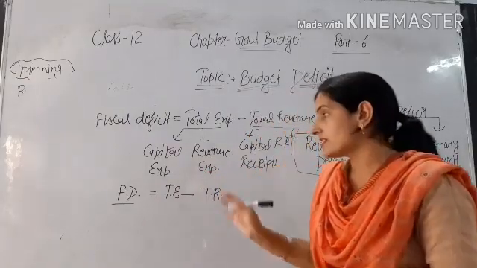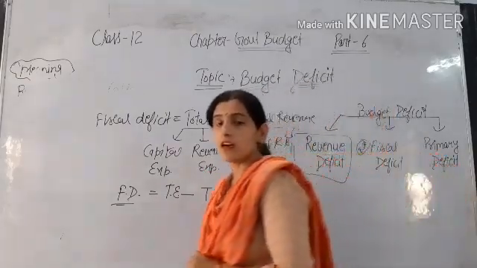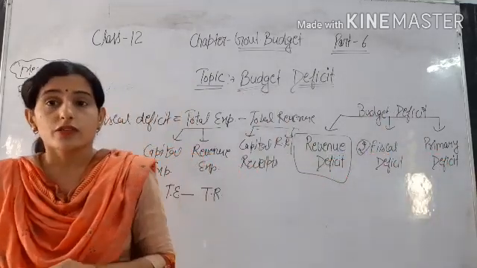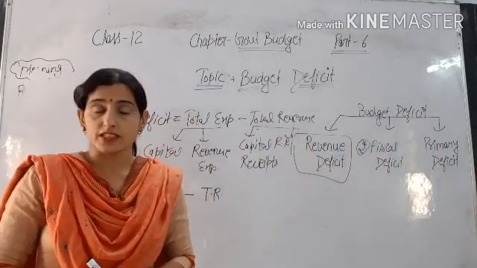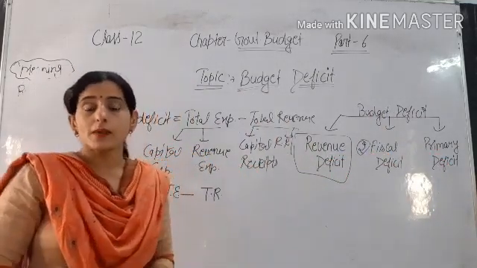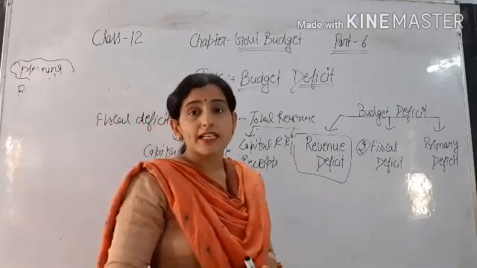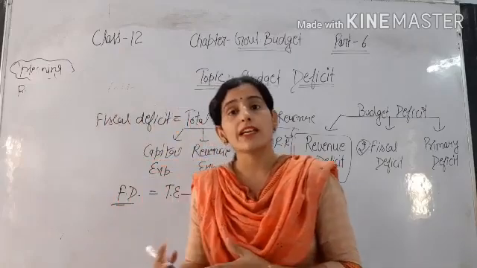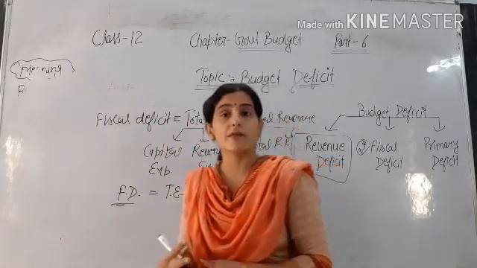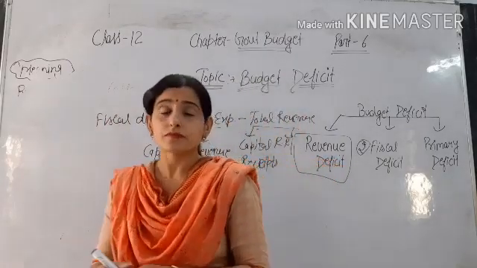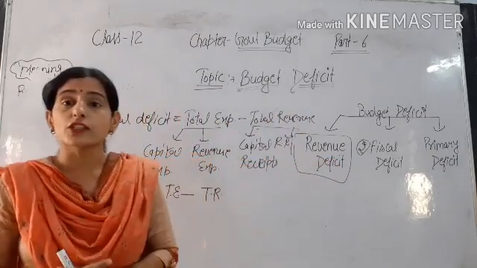There are some implications of fiscal deficit. When there is fiscal deficit, what does the government do? Obviously the government will borrow money from the RBI, from the market or public enterprises, or from the international market, meaning from IMF, World Bank. So what will be the effect of all this?